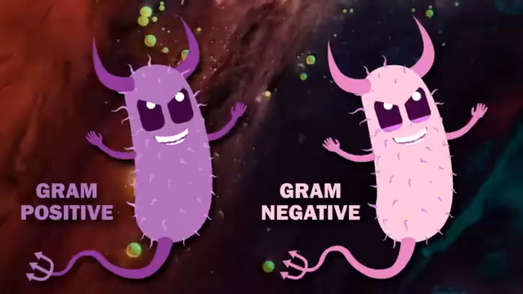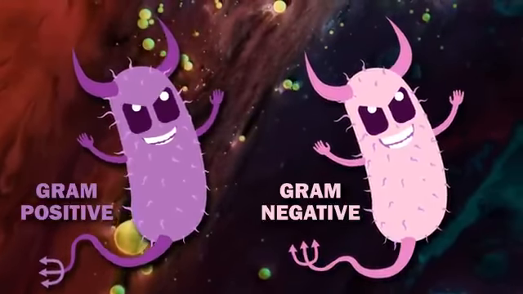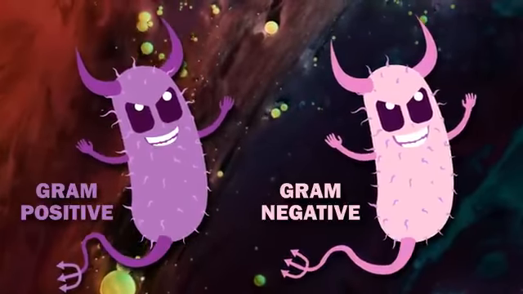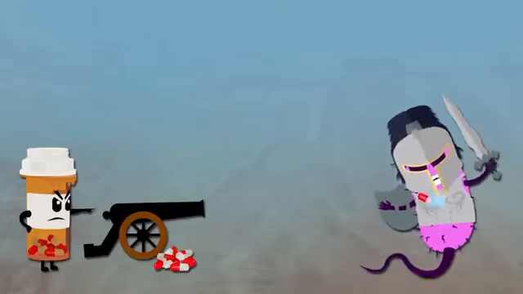Although both gram-positive and gram-negative bacteria can be pathogenic, gram-negative bacteria are more resistant to antibiotics because of their impenetrable cell wall. Unfortunately, these bacteria also develop resistance more quickly.